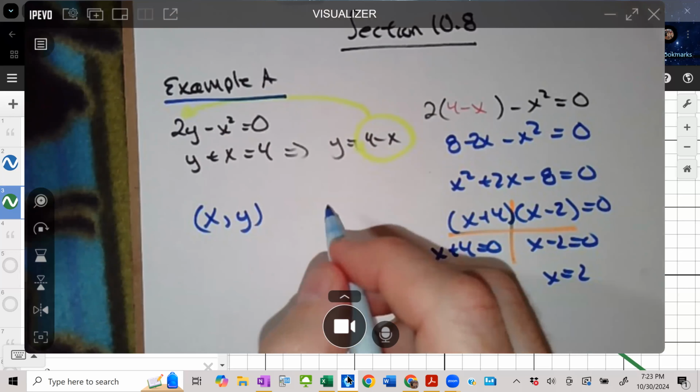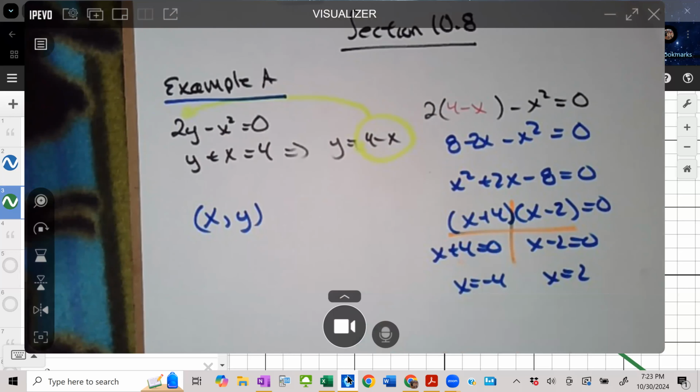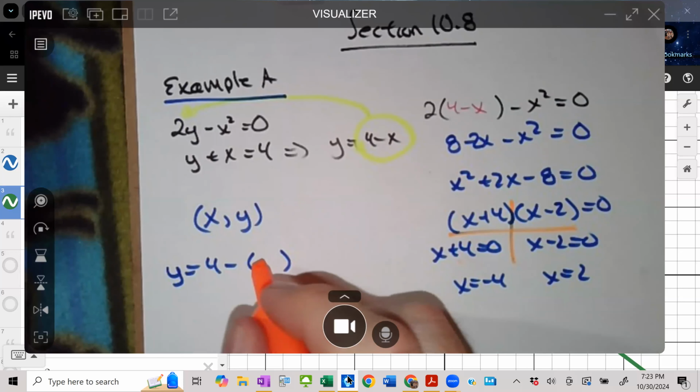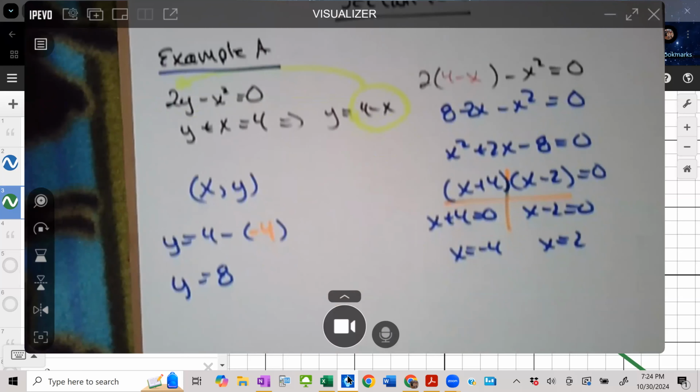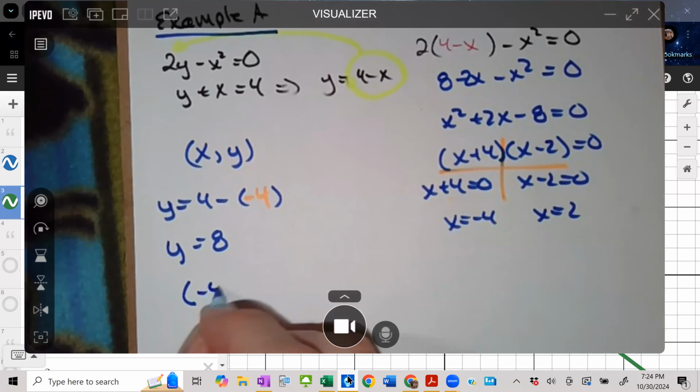So let's see if we can figure out the x and y coordinates when, say, x equals negative 4. So when x equals negative 4, let's put that in here. y equals 4 minus negative 4. I'll put it in this way. Negative 4. y minus double negative 4 is going to be y plus 4, or y equals 8. So overall, our solution here should be negative 4 for x and 8 for y.